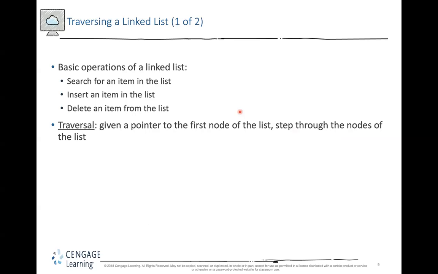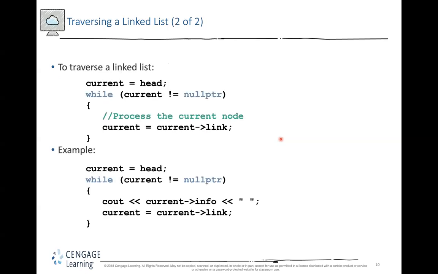And as we discussed earlier, the basic operations you may want to do are searching for an item in the list, inserting one, or deleting one. Traversal basically means that if you have a pointer that points to the first node, it starts from the first node and goes through all the nodes of the list. It's very simple to traverse a linked list. For a singly linked list, you can only traverse forward.